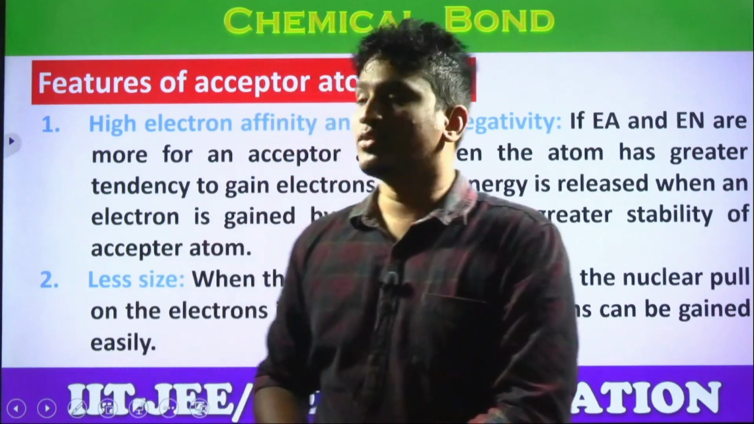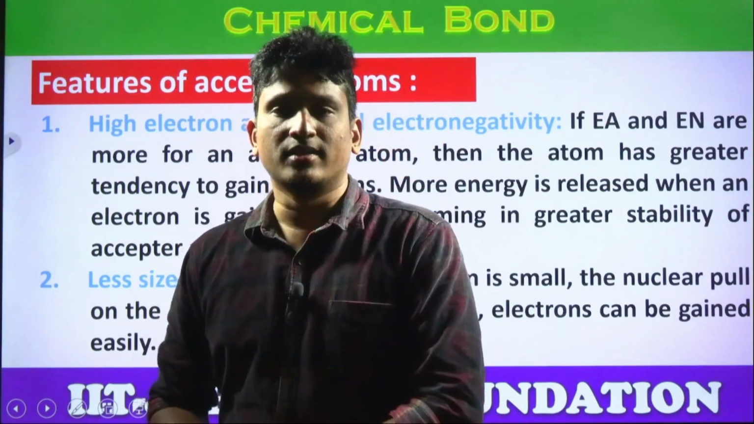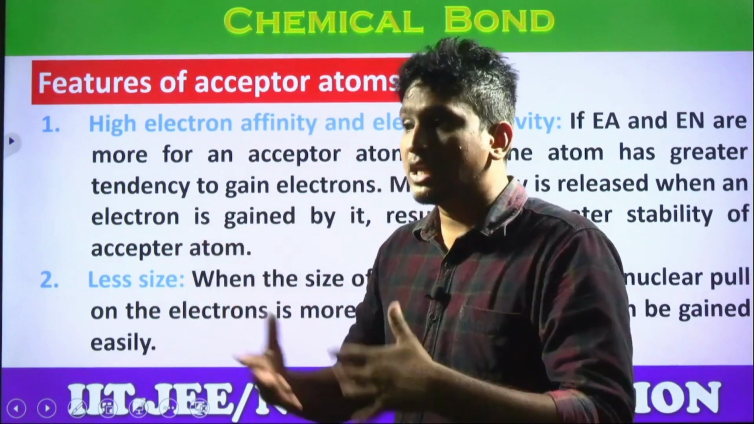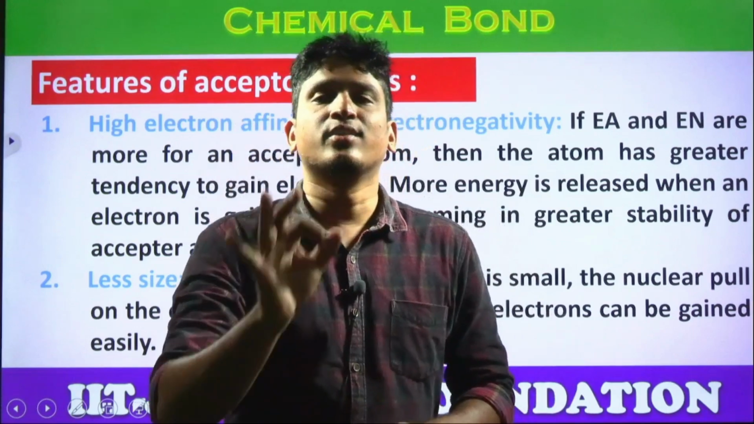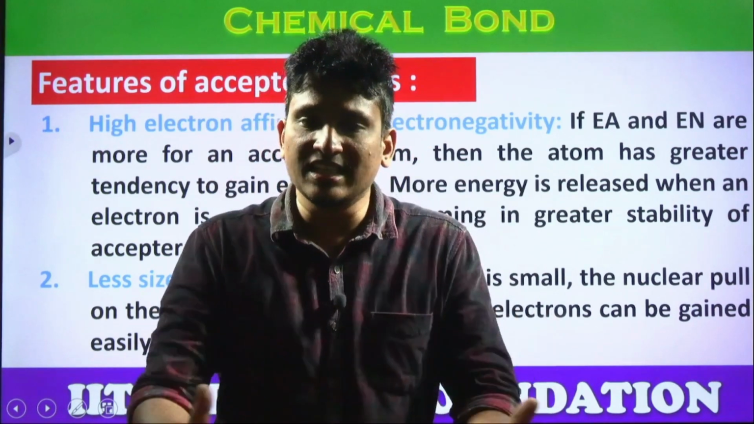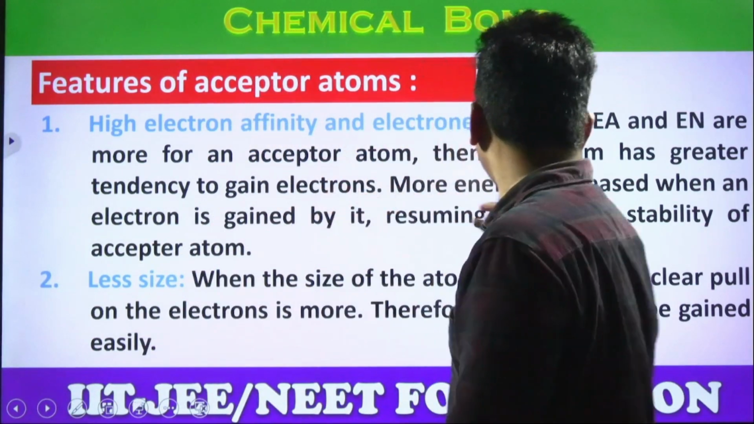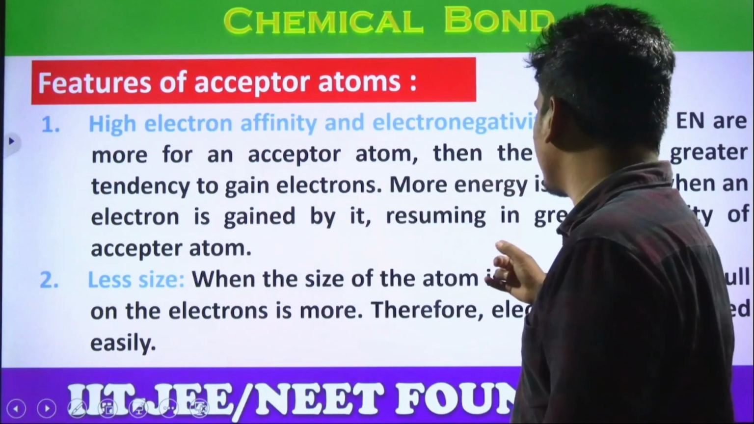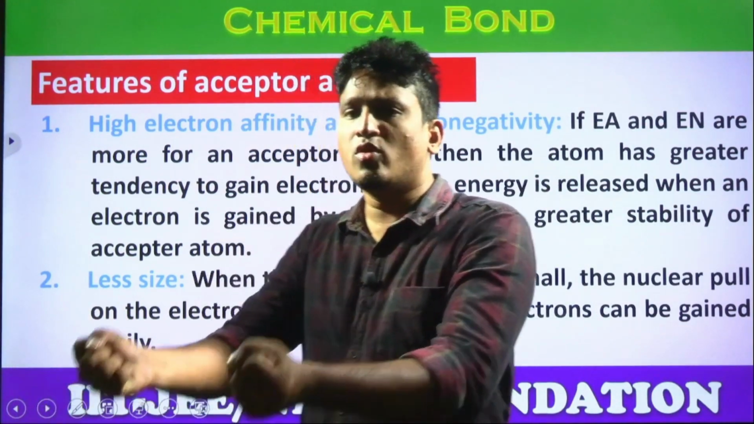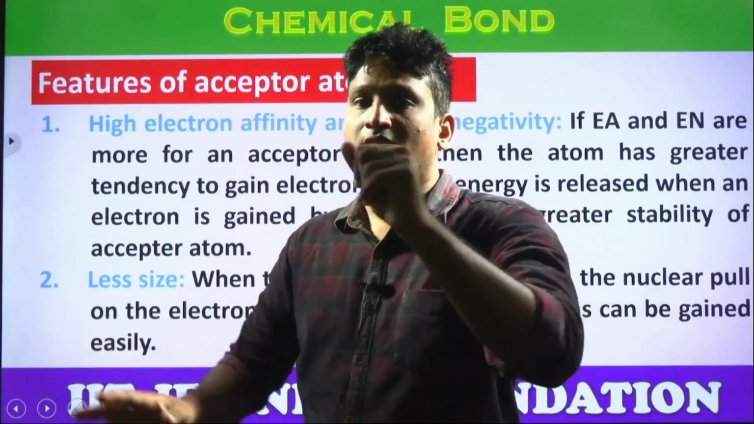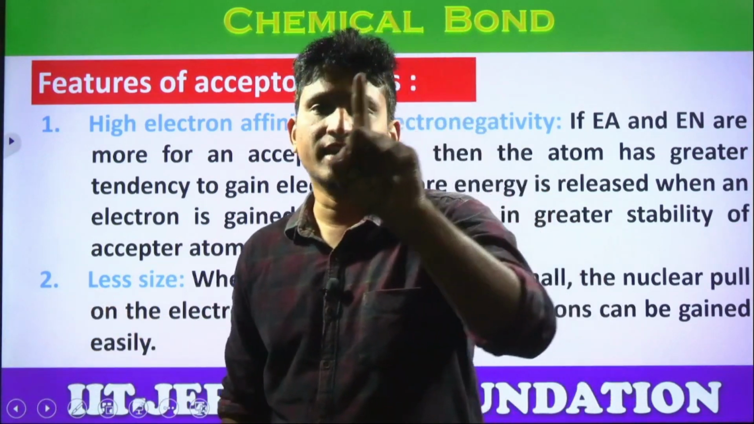That is electronegativity. So these acceptor atoms, that means these anionic elements, for example non-metals, when do they show more tendency to gain electrons? When they have high electron affinity. That means if they can easily gain that electron, they easily form an anion. Yes or no, students, right? So more energy is released when an electron is gained by it, resulting in greater stability of the acceptor atom. If an element shows more tendency to gain electrons, more energy is released. About energy we also discussed in the previous video. Yes or no? If it releases more energy, it gets more stability. Yes or no? That's why.